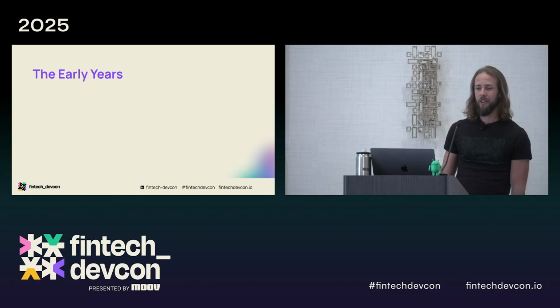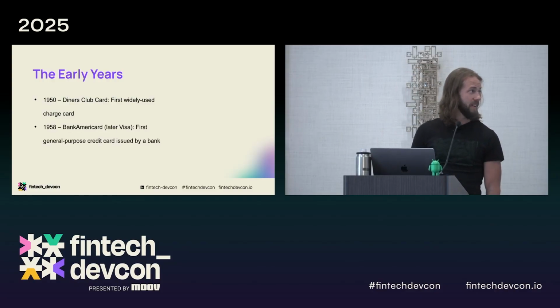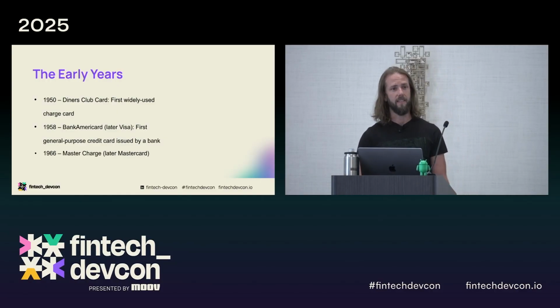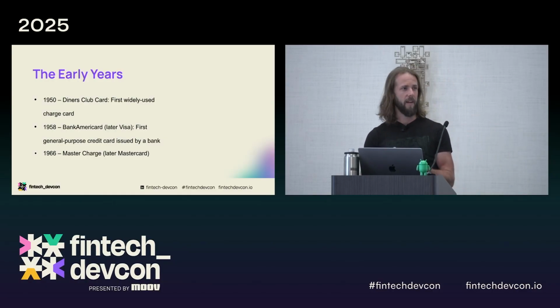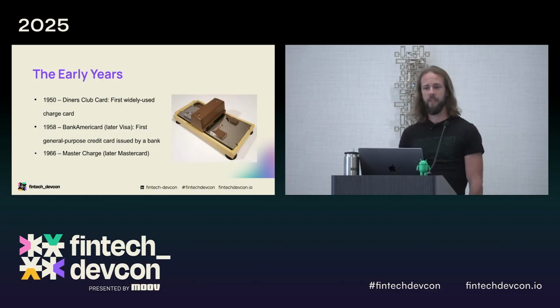All right, the early years of credit cards. We have the first charge card in 1950, Diners Club card. 58 is when Visa joined the party with a general purpose credit card, and then MasterCard comes in 1966. All of these cards have embossed lettering with your cardholder name, your PAN, and your expiration date on it, and are processed through the zip-zap machine, aka the knuckle buster, aka the card imprinter.